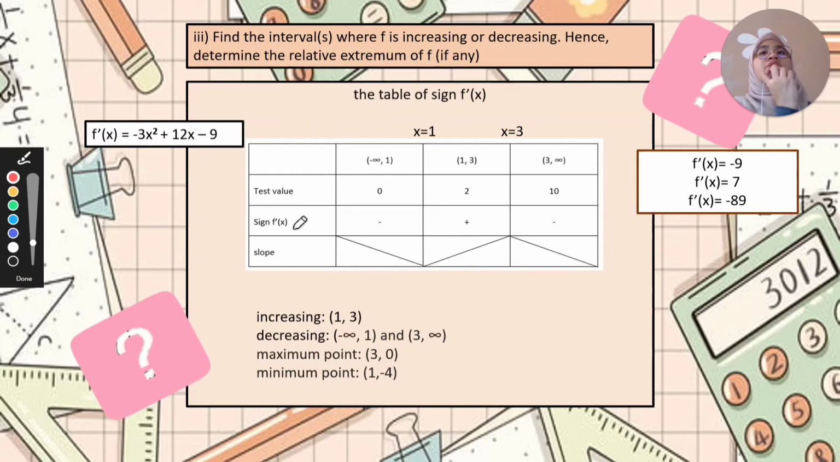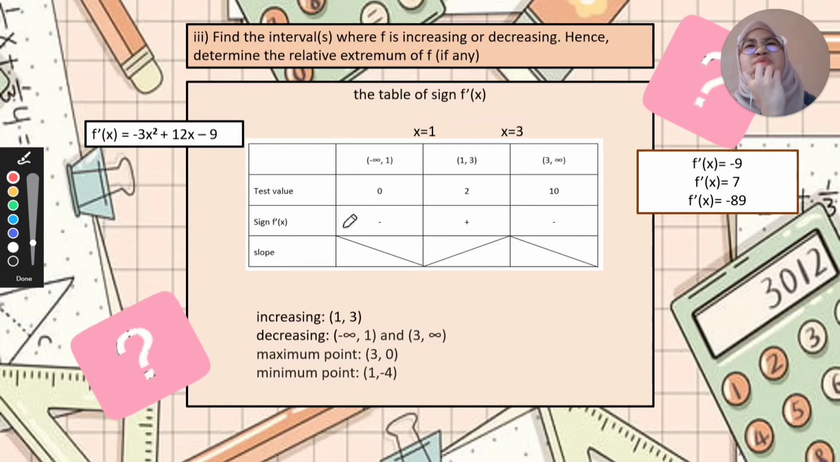So for this one, f prime x, I use the answer. This one I got a negative value, so I just put the sign here. No need to put the number. And this one I got a positive value, so I put positive there. And same goes for this one, I put negative because the answer is negative.